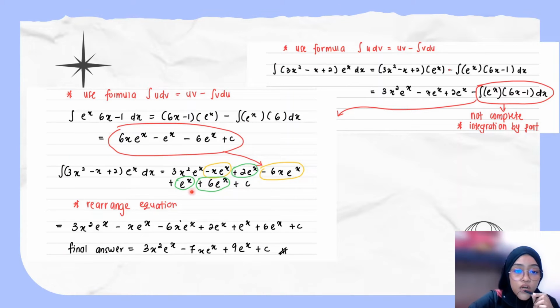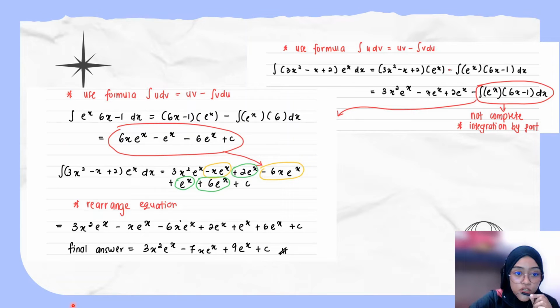So right now what we have to do is rearrange this equation here so that it becomes neat and we can understand it better. So first we will take this and put here 3x squared e^x minus x e^x minus 6x e^x plus 2e^x plus e^x plus 6e^x plus C.